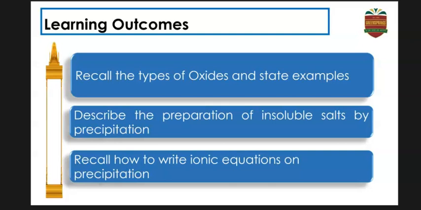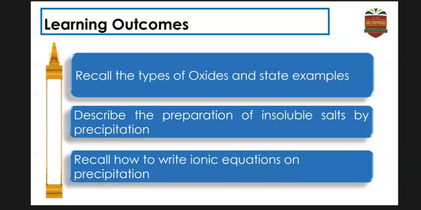The first learning outcome for today's lesson involves you being able to recall the types of oxides and state examples of each of the oxides. You should be able to describe the preparation of insoluble salts by precipitation. And lastly, you should be able to recall how to write ionic equations for precipitation reactions.